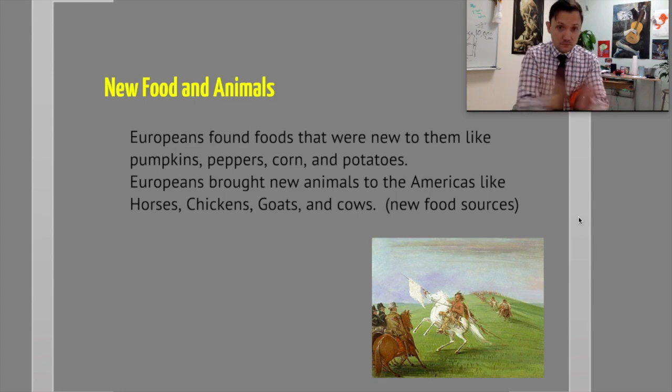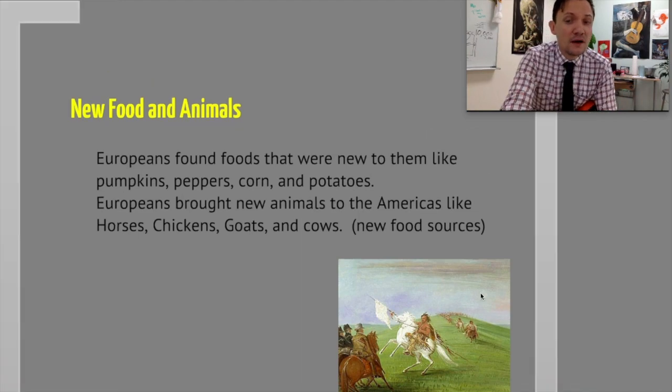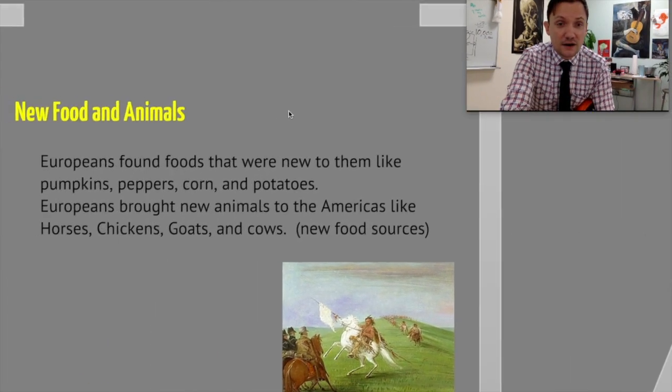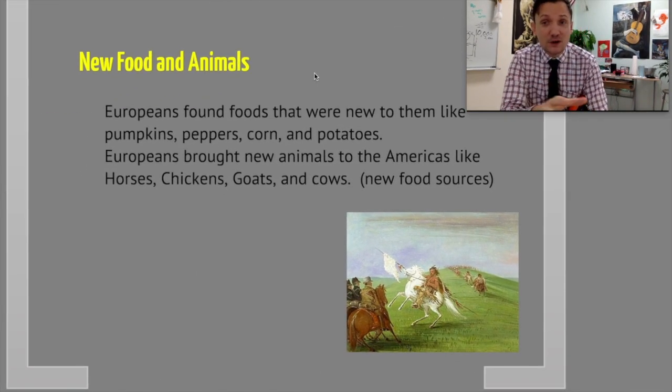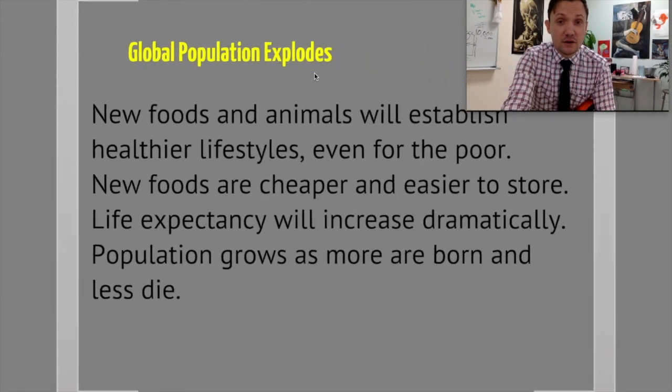Now, anyway, Europeans are going to find foods that were never available to them, like pumpkins and peppers and corn and potatoes, right? And Europeans are going to bring new animals to the Americas, like horses and chickens and goats and cows that they had never seen, right? So whenever you have the image in your mind of a Native American riding a horse, that wasn't available until that contact between the two hemispheres, right? So that's the Columbian Exchange.